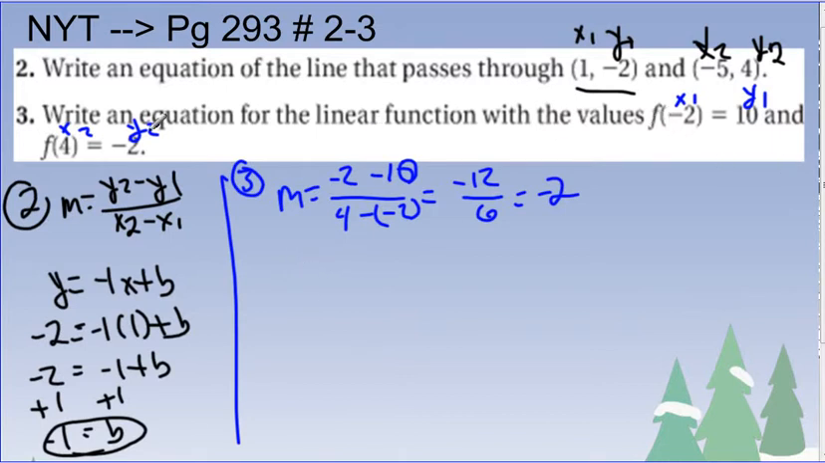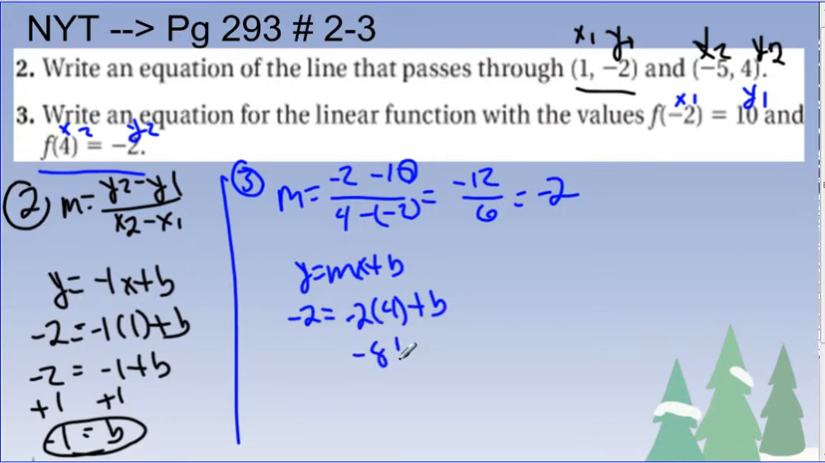I'm going to use this guy as my point. So the y equals mx plus b. The y is our y value, which is negative 2. M is negative 2. X is positive 4. We don't know the b. Let's find it. So multiply that gives you a negative 8. That we have to add 8 to get rid of. Add 8 here. B equals a positive 6.